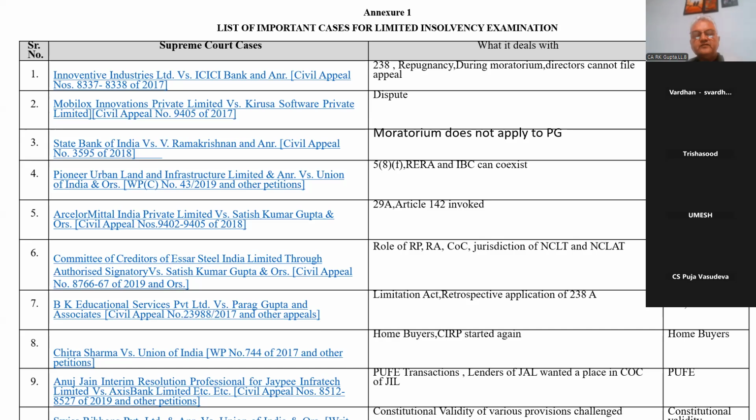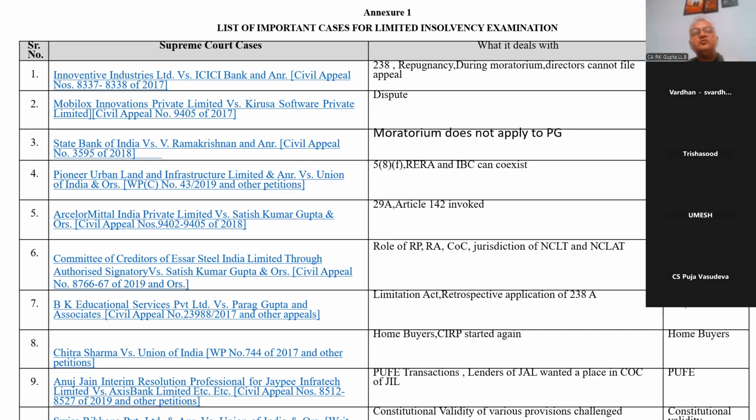Actually, the Bankruptcy Law Reforms Committee gave a conclusive definition. They said dispute means, but when IBC was enacted, they made it an inclusive definition and said dispute includes. So from conclusive, it was made inclusive.